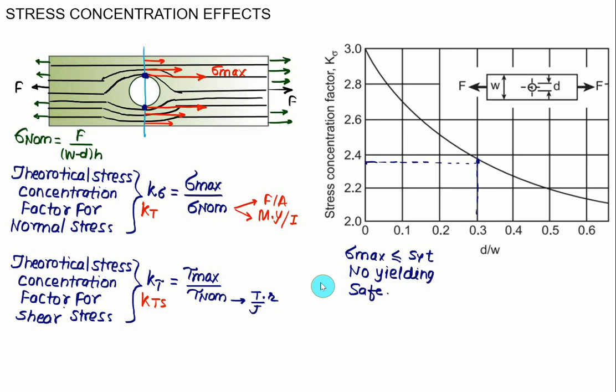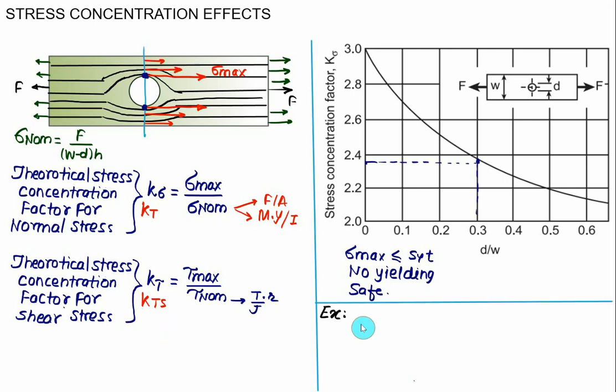But in the case of ductile material, the stress concentration does not make any significant effect, and therefore the theoretical stress concentration factor is normally neglected in the case of ductile material. But as far as brittle material is concerned, we have to consider the stress concentration factor.